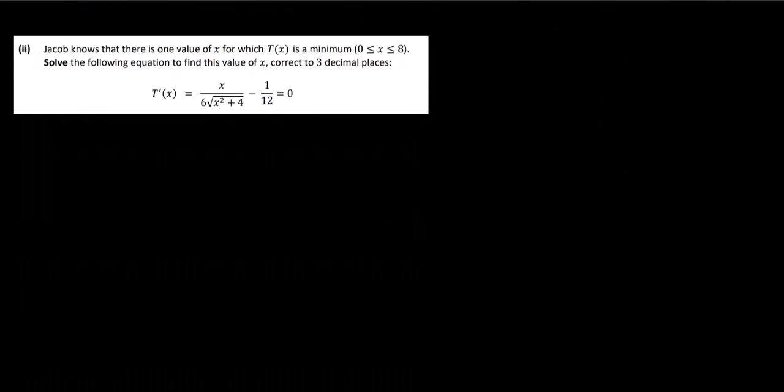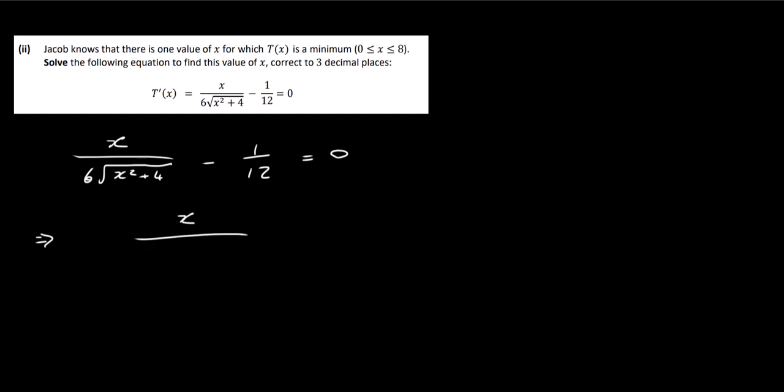Okay, next question. Jacob knows that there is one value for X for which T of X is a minimum. X is between 0 and 8. Solve the following equation to find this value of X corrected to 3 decimal places. So this is just a case of solving this equation. So we've got X over 6 times the square root of X squared plus 4, minus 1 over 12, and that's equal to 0. So let's just bring that 1 over 12 to the other side.